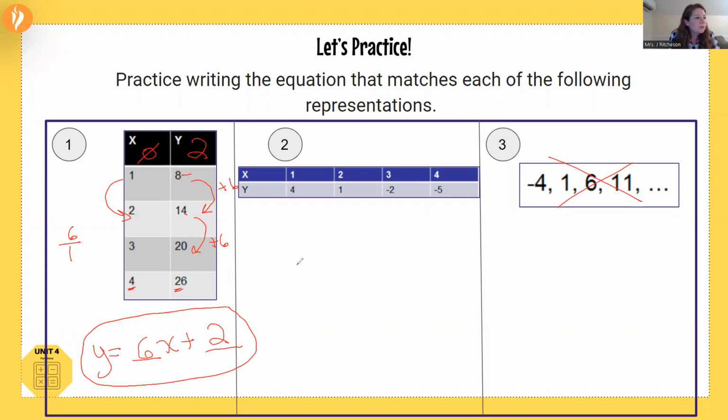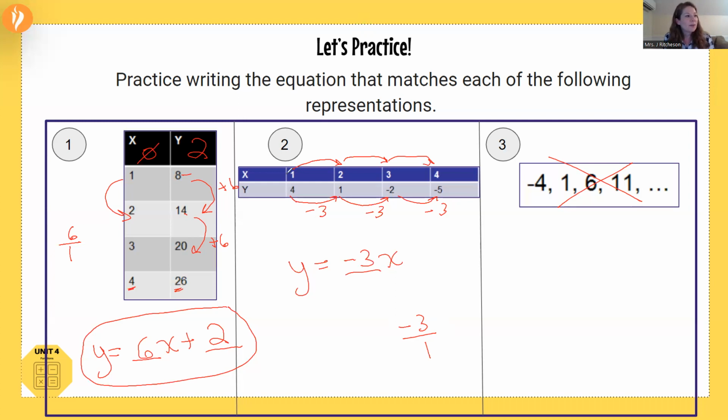All right, number 2. We want our pattern times x, and then plus or minus a number. So how do we get from 4 back to 1? On a number line, to go from 4 to 1, we would subtract 3. From 1 to get to negative 2, we would go left 3, and once again, we would subtract 3. So our change in y is negative 3, and our change in x is plus 1, plus 1, plus 1. Can I simplify negative 3 divided by 1? Yep, I get negative 3.